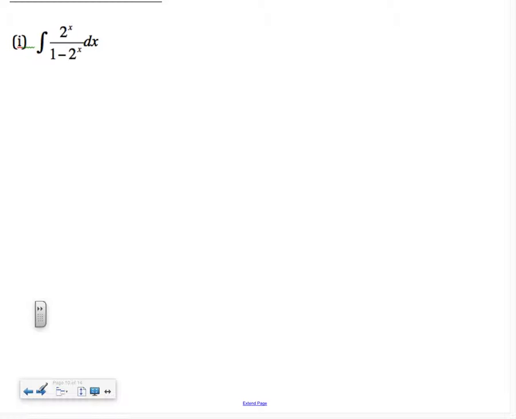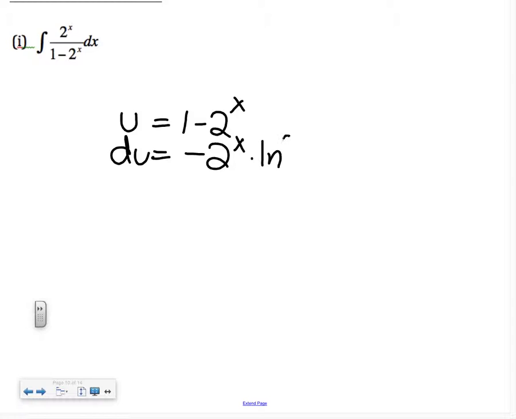Okay, this looks scary. Not really, but if you don't know, it's got to be some kind of substitution. When I have a fraction, I'm going to try u as the bottom first to see if I can work that out. So u, if I let it be 1 minus 2 to the x, du is negative 2 to the x times the ln of 2 dx. And if you see that, you can see that I've got my du, I just need a negative ln 2. So I'm going to multiply on the inside by negative ln 2, which means on the outside I'm going to divide by negative ln 2.